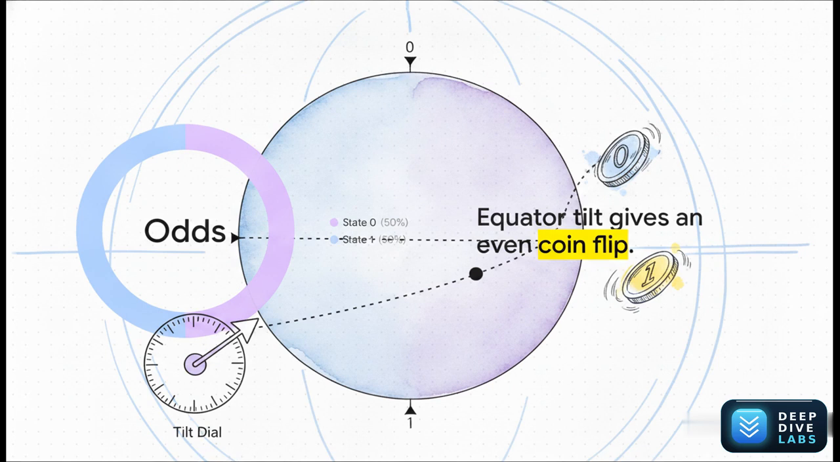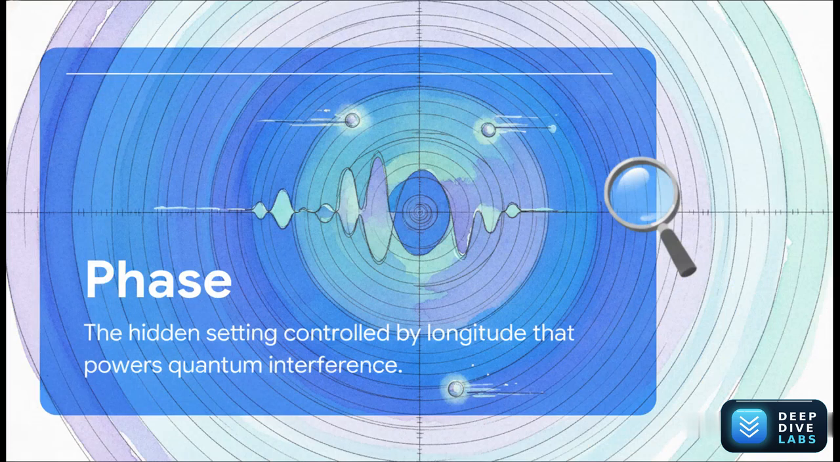And if you keep tilting all the way to the South Pole, it's pure 1. So latitude literally sets your betting line. But what about dial number 2? Spinning around the equator doesn't actually change those 50-50 odds at all. No matter which way you face on the equator, it is still a coin toss.